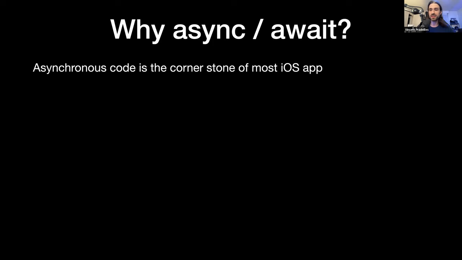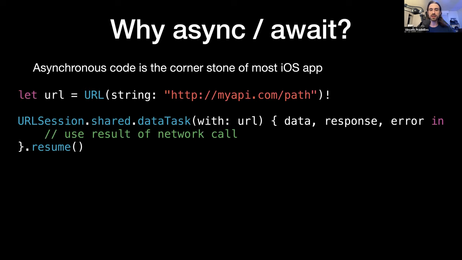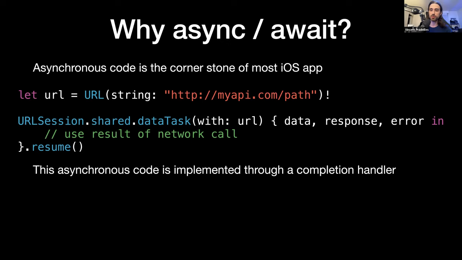And of course, the basic example for asynchronous code is making a network call, because making a network call is asynchronous by definition. And so if we had looked at how to implement an asynchronous call a few years ago, so a network call, we would have seen that kind of code. So that code uses what's called a completion handler. It was the approach that we had back from Objective-C, where we had blocks, and then they got translated to closures in Swift.